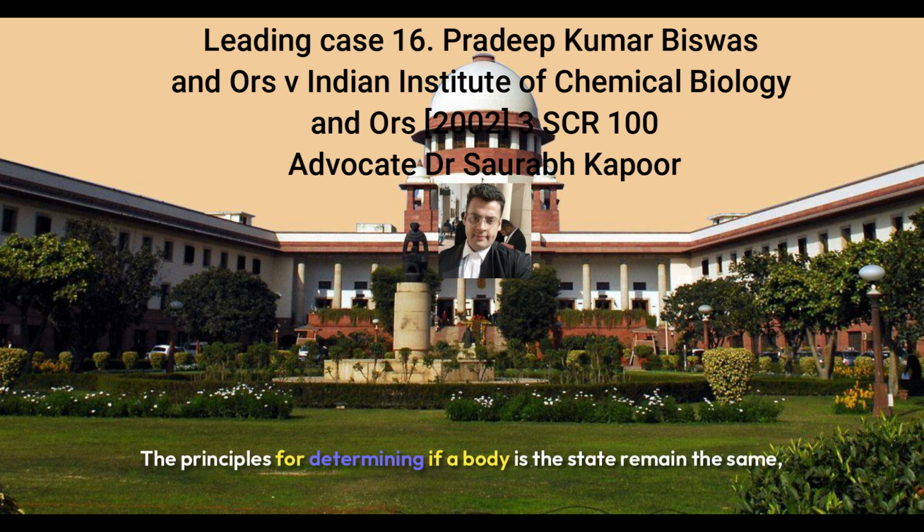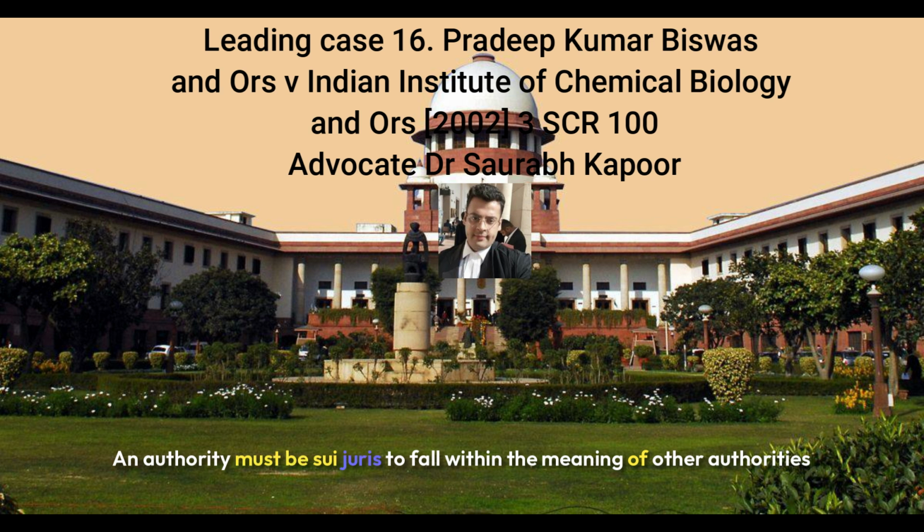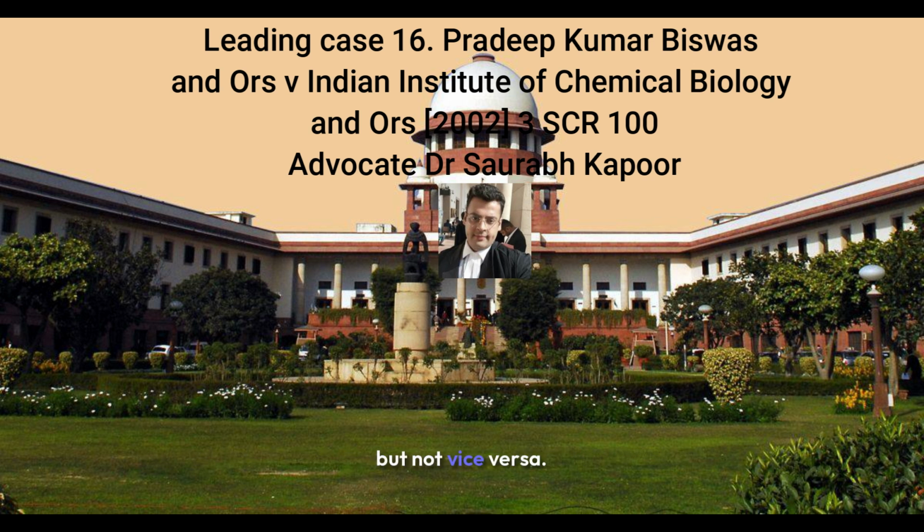7. Distinction between instrumentalities/agency and other authorities. The principles for determining if a body is the state remain the same, but the emphasis on how they apply to specific facts is different. It's important to differentiate between an instrumentality or agency of the state and an authority included in other authorities. This distinction cannot be erased. An authority must be sui juris to fall within the meaning of other authorities under Article 12. A juridical entity may also be an instrumentality or agency of the state, but not vice versa.